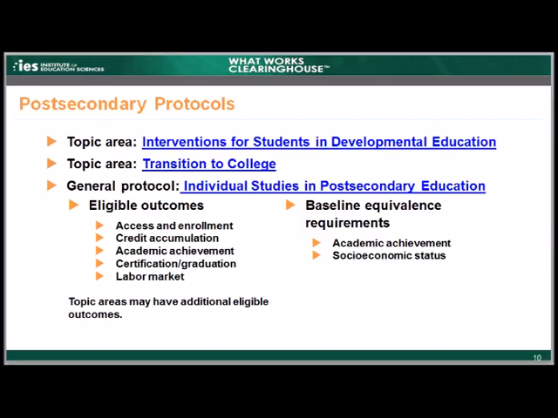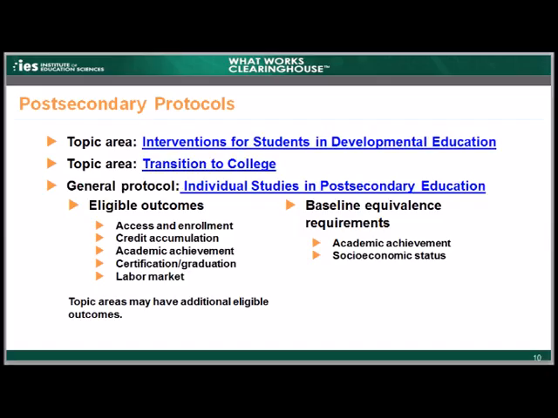In addition, protocols will also specify the covariates on which, for high attrition randomized experiments and all quasi-experiments, the WWC will assess baseline comparability. You can see here that all of the post-secondary protocols require a measure of pre-intervention academic achievement and a pre-intervention measure of socioeconomic status for high attrition RCTs and all QEDs.